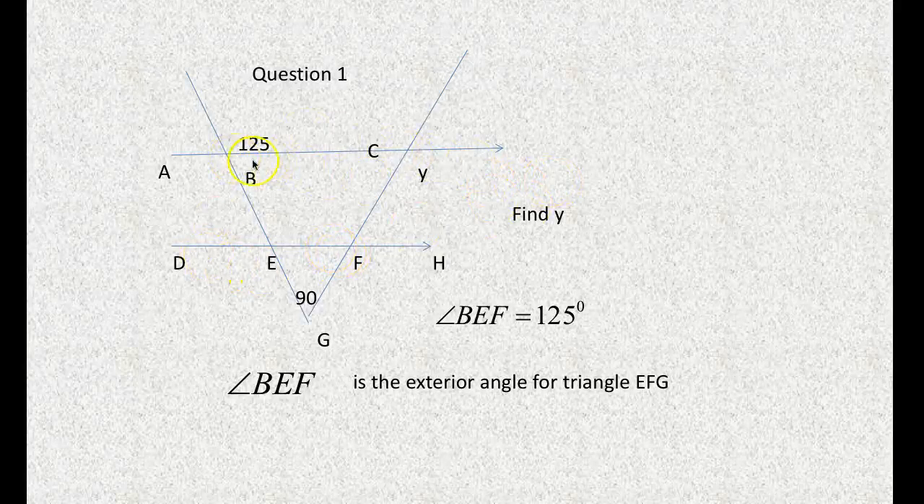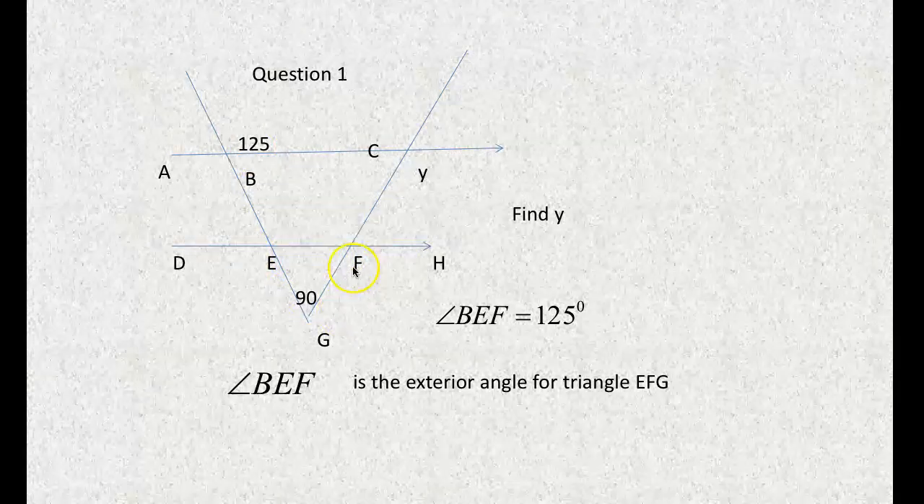Given this figure, these two lines are parallel. This angle is 125 degrees and we need to calculate y, where y is this particular angle as marked in the figure. Angle BEF is 125 degrees because corresponding angles are equal. Angle BEF also happens to be the exterior angle for triangle EFG.